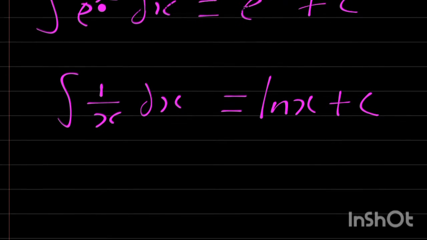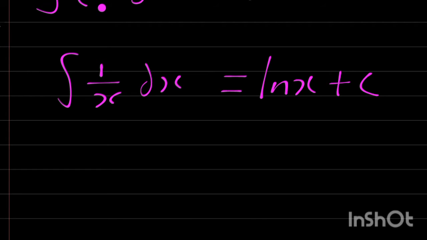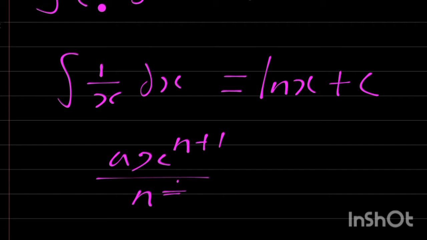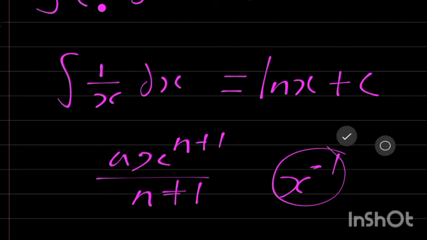But don't forget that the initial formula given, x raised to power n plus 1 over n plus 1, will not work when the power of x is minus 1. It will not work for that, because differentiation of ln x will give you 1 over x. So the opposite, integrating 1 over x, will be ln x. Take note of that.